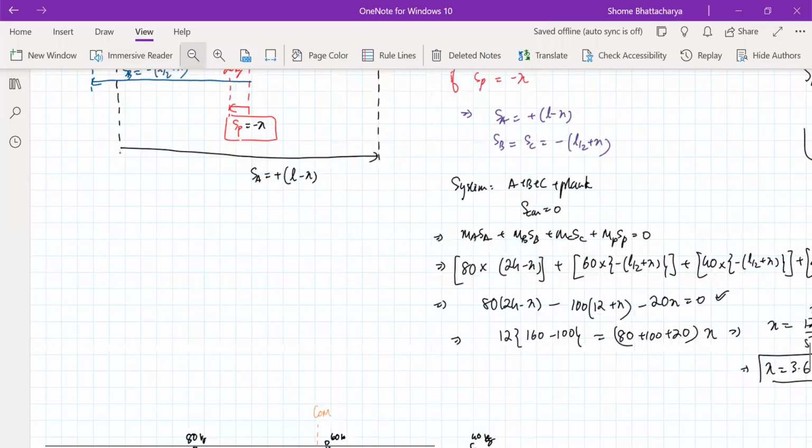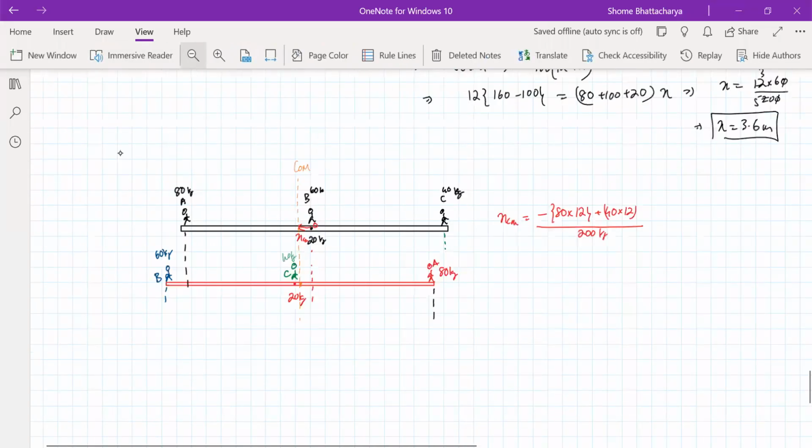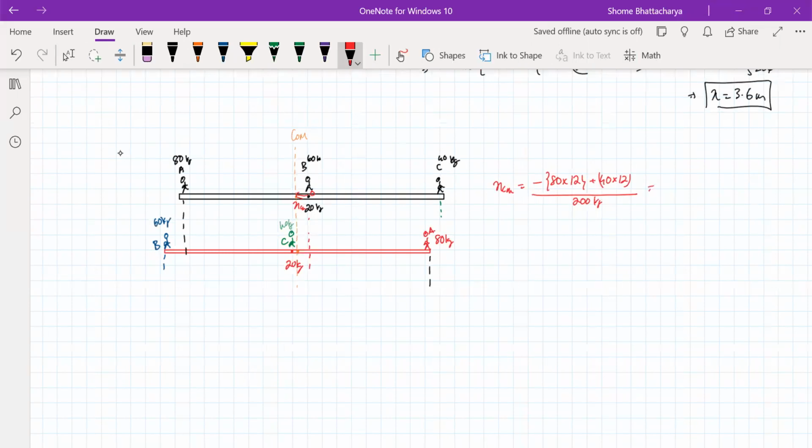Yes, sir. So how much will this be? Let's calculate it. Minus 960 plus 480 divided by 200. Okay. So that's how much? 4.8 divided by 2 now. So minus of 1.2 meters. Okay, that's XCM with respect to that one.